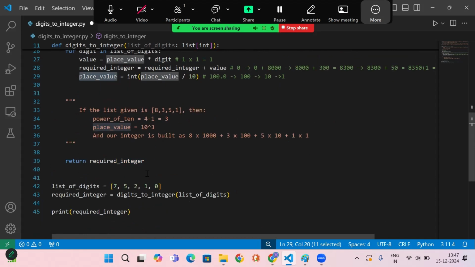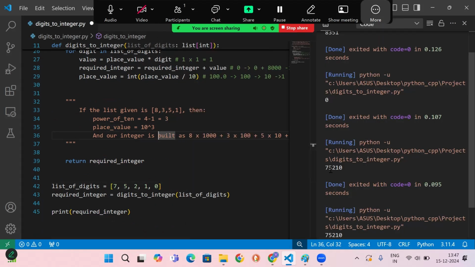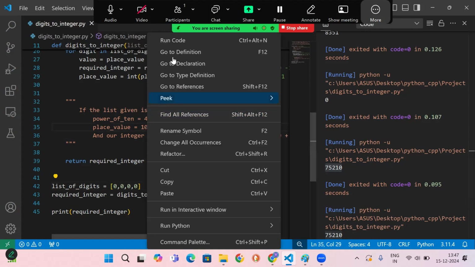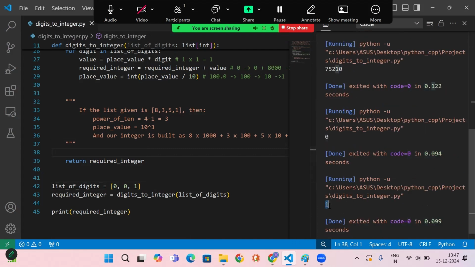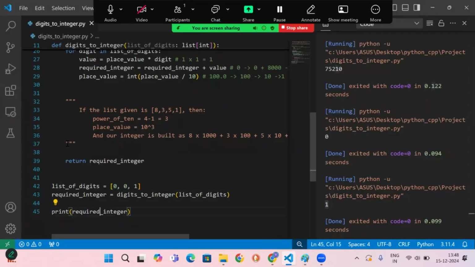Let's look at some examples. Let's say the list of digits is set to 75210. This will give you this answer, which is correct. Let's say we change the list to have something like 0, 0, 0, 0. It still gives you the correct answer, which is 0. And if we change this to have this, it still gives the right answer, which is 1. That's because the zeros don't really matter, and print the required integer.